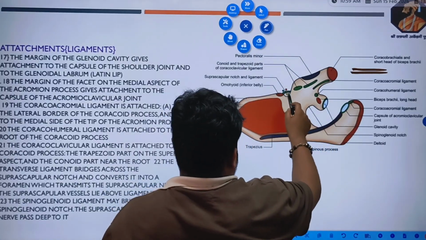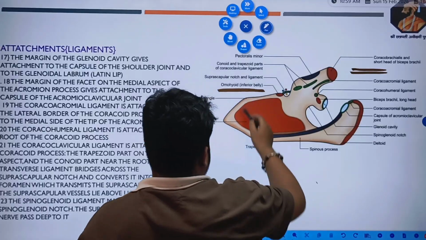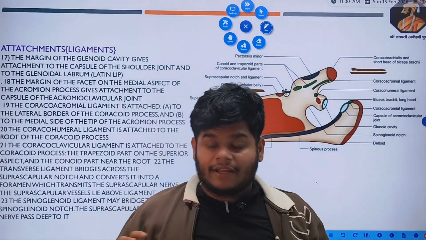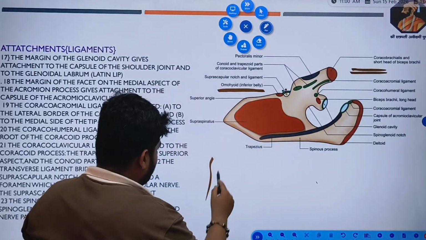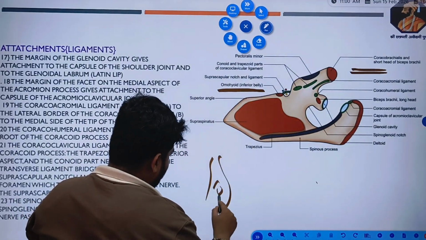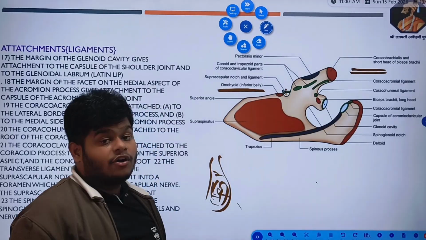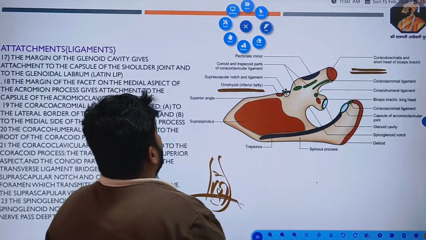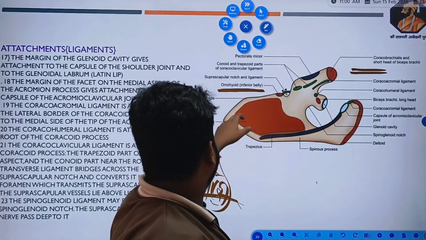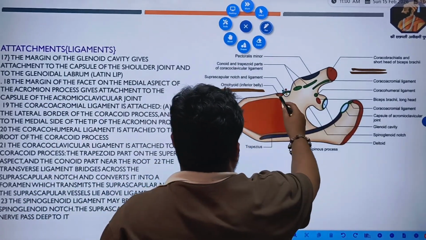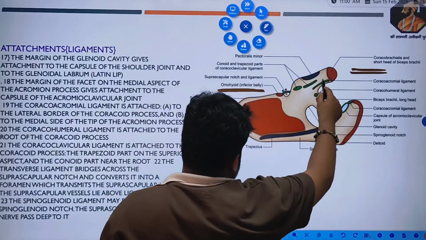Here at the root of the coracoid process there is the inferior belly. The belly is the part of a muscle where the fibers are present in large amount. So the inferior belly of the omohyoid muscle is present here, with its origin here. Now here there is a suprascapular notch.